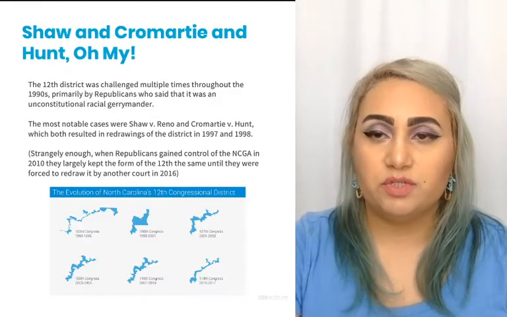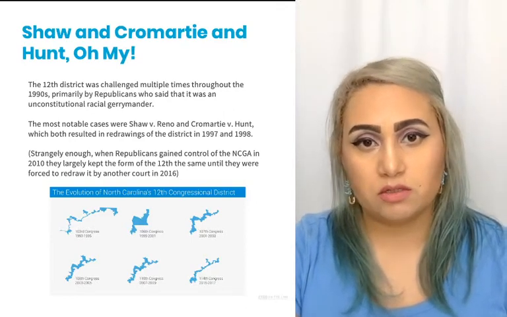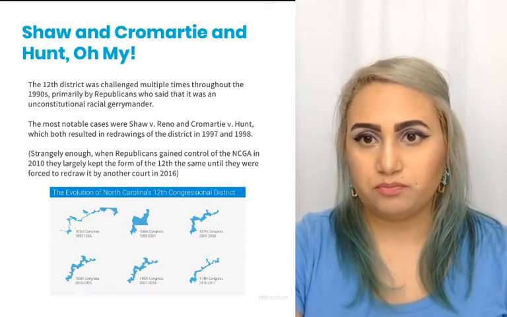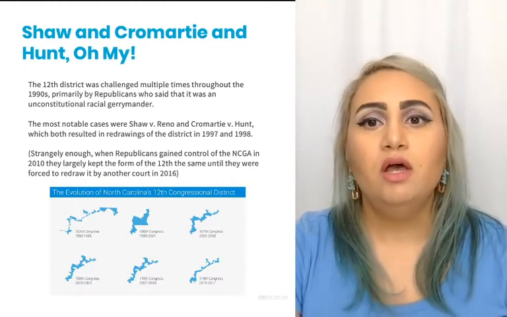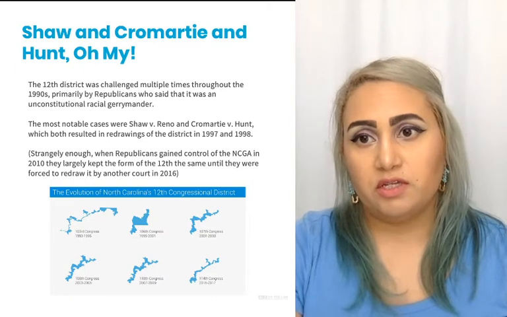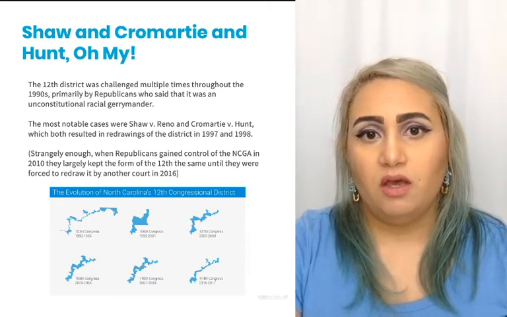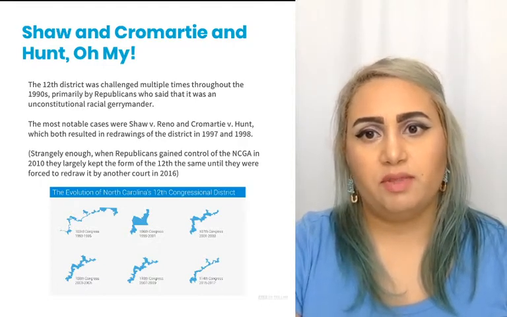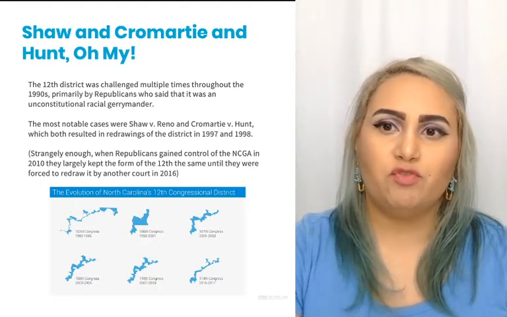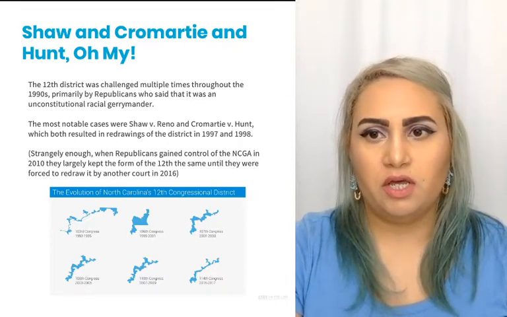So the 12th district was challenged multiple times throughout the 90s, primarily by Republicans who said it was an unconstitutional racial gerrymander. The most notable cases were Shaw versus Reno and Cromartie versus Hunt, which both resulted in redrawings of the 12th district in 1997 and 1998. As you can tell, strangely enough, when Republicans gained control of the North Carolina General Assembly in 2010, they largely kept the form of the 12th the same until they were forced to redraw it in 2016.